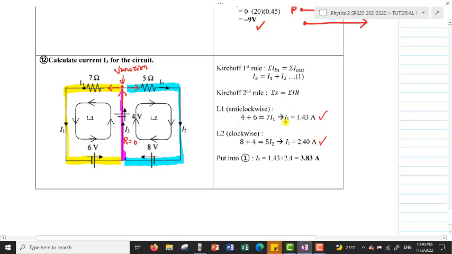After we get the current I1 and I2, we substitute back to equation 1 here. So we are able to calculate I3. We have I3 equal to I1 1.43 plus I2 2.4. So we get I3 will be 3.83 ampere. Then we are done with question 12.